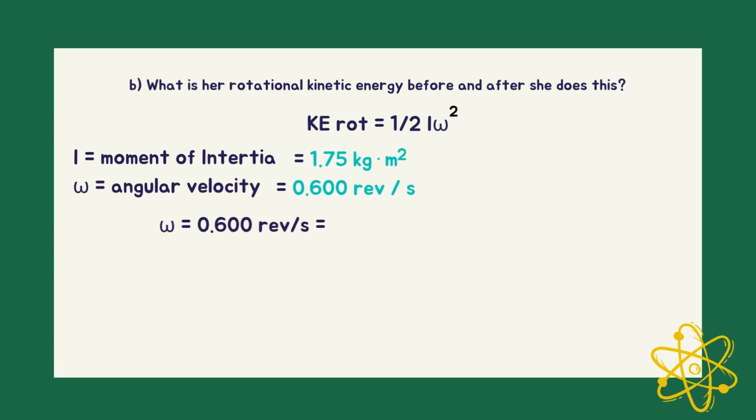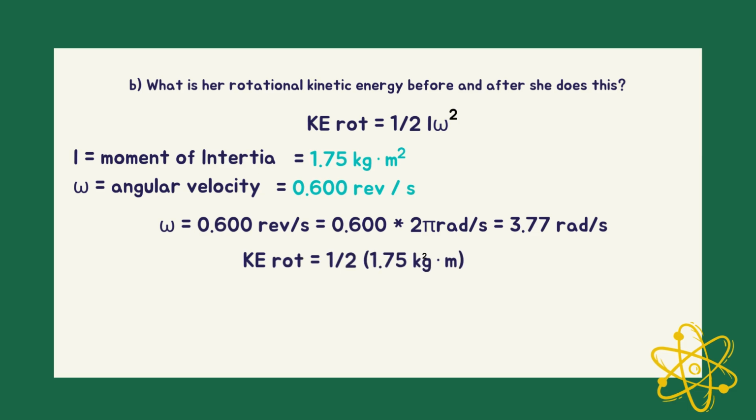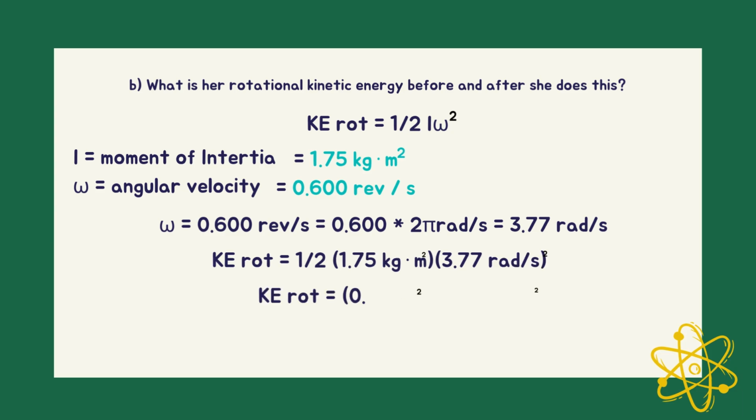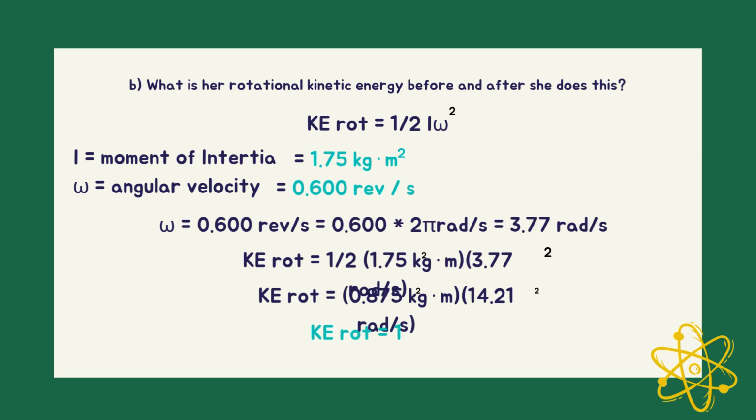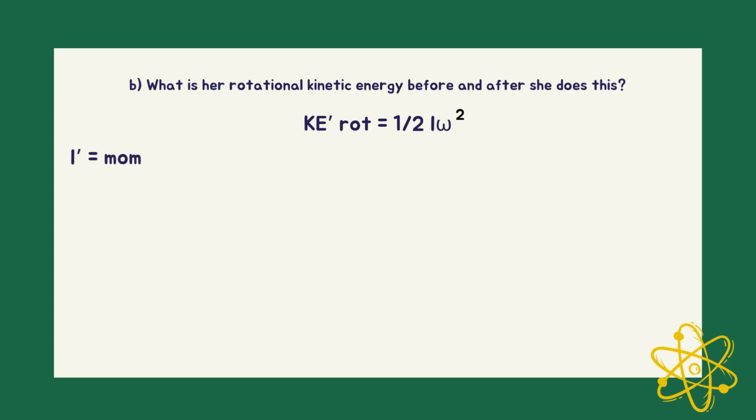However, we do need the angular velocity to be in radians per second, so let's convert that by multiplying it by 2 pi radians. After getting 3.77 radians per second, we can input that into our equation and simplify that down, and end up with 12.43 joules, which is her rotational kinetic energy as her arms are extended and not brought into her body.